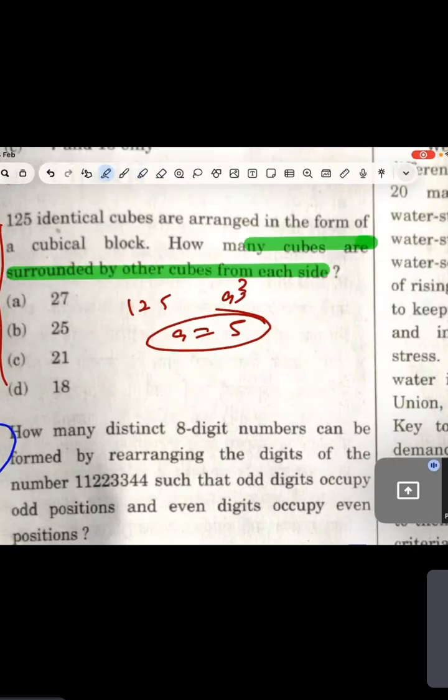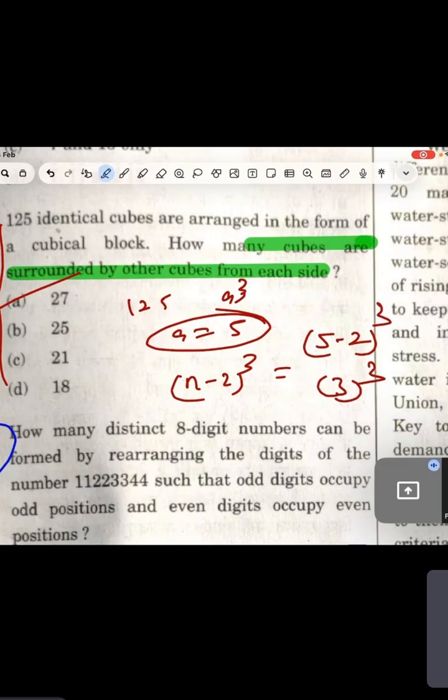It means they are asking the inner side. So there is one formula, guys: N minus 2, cubed. So N is 5, 5 minus 2 is 3. So 3 into 3 into 3, the answer will be 27. So this is the only formula you need, guys. When they ask in a cube question for the cubes surrounded by all the sides, use this formula, N minus 2 power cube.